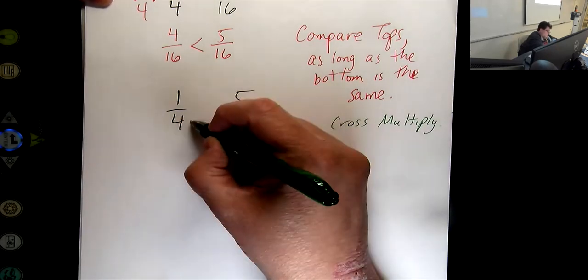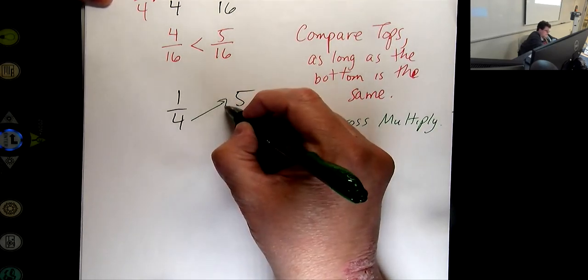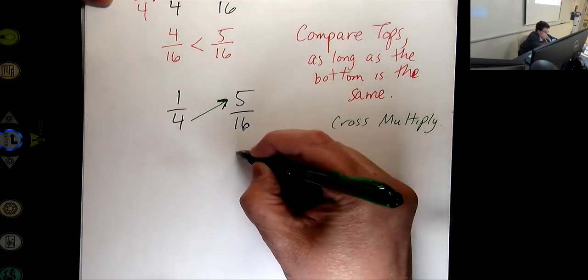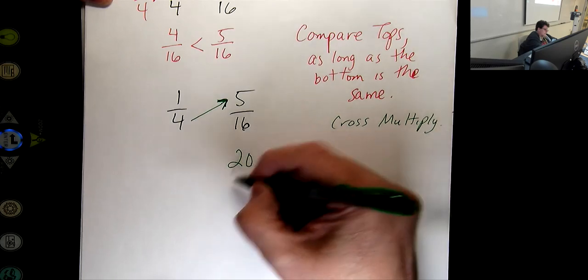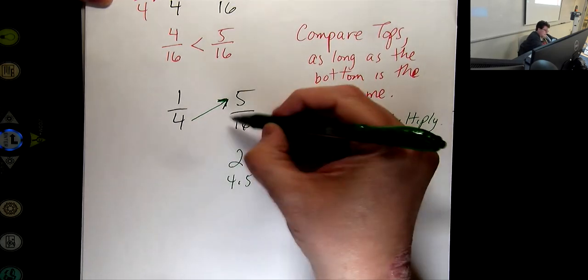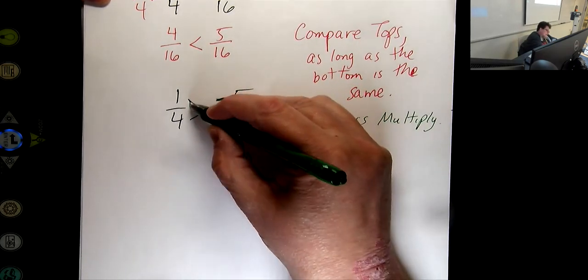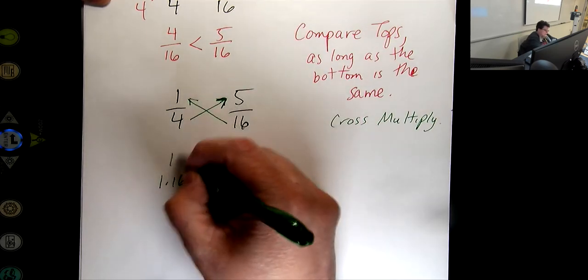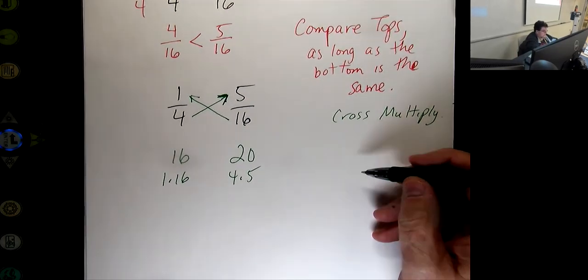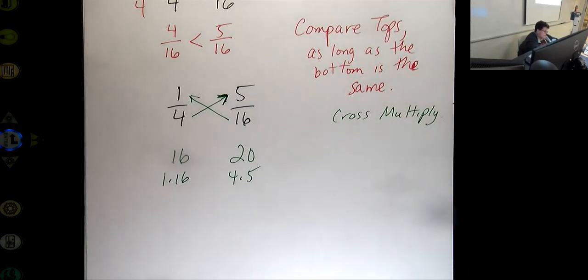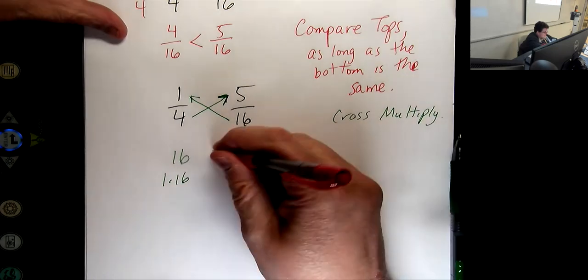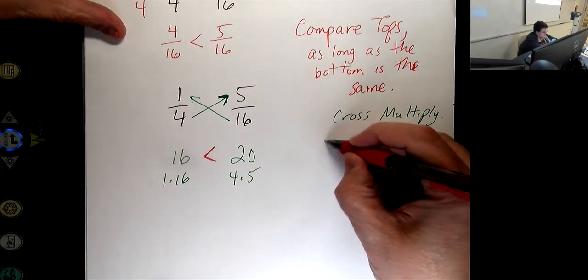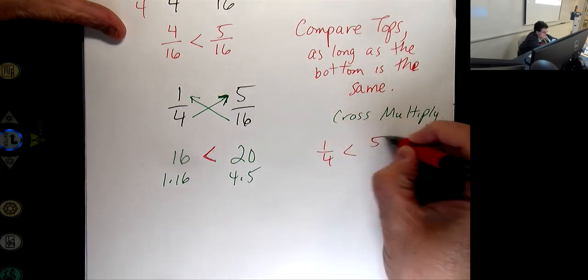I'm going to take the 4 and multiply it by the 5, and I'm going towards the direction of the top. This side will be 20, 4 times 5. I will take this one and multiply that one's top: 1 times 16 is 16. 20 is bigger than 16, which means 5/16 is bigger than 1/4.